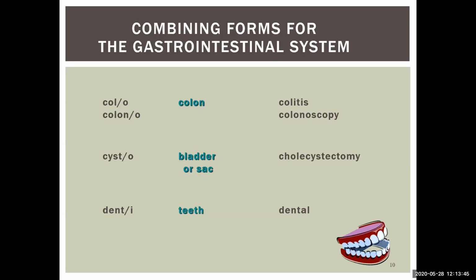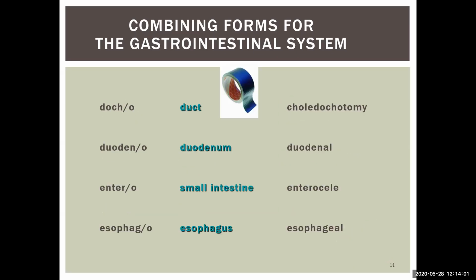So cholecystectomy would be the gallbladder sac is removed. The chole meaning gallbladder, and then the actual cysto is the bladder or sac. And then denti refers to the teeth, dental. Docho is duct, choledochotomy. So this would be, again, referring to the gallbladder. We have a lot of terms referring to the common bile duct, and that would be incision into.